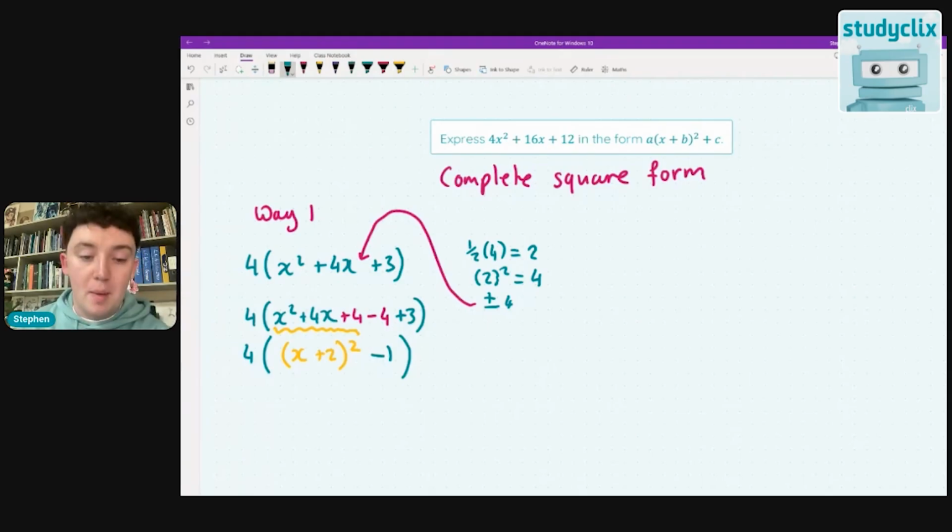Looking up at the form, I need to multiply that 4 into the brackets. So 4 multiplied by the (x plus 2) squared is 4 times (x plus 2) to be squared.